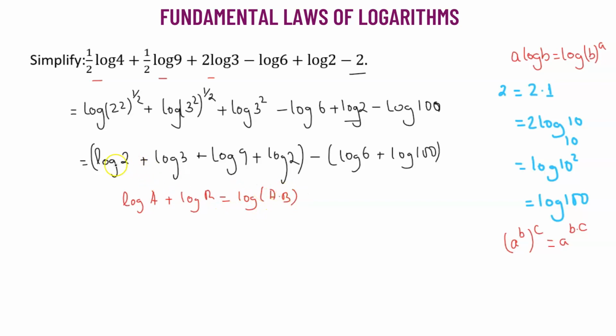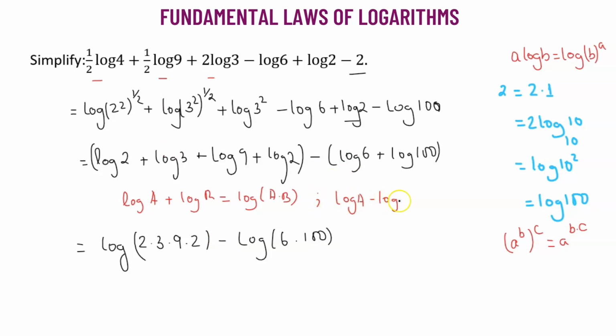So you can use this property to combine the 4 terms within the first parentheses and the 2 terms within the second parentheses. This will give us log of 2 times 3 times 9 times 2, and in this second term we have log of 6 times 100. Now we can combine these two logarithms using another property of logarithm, which is log of a minus log of b equals log of a over b. That means we now have log of 2 times 3 times 9 times 2 divided by 6 times 100.